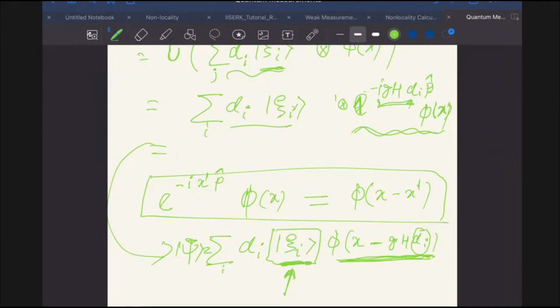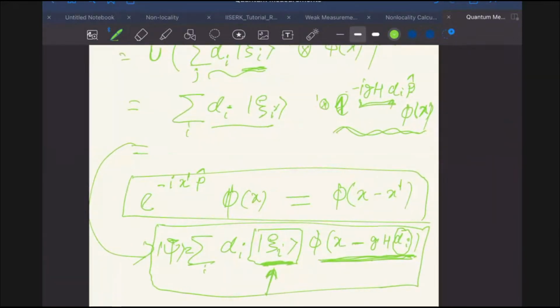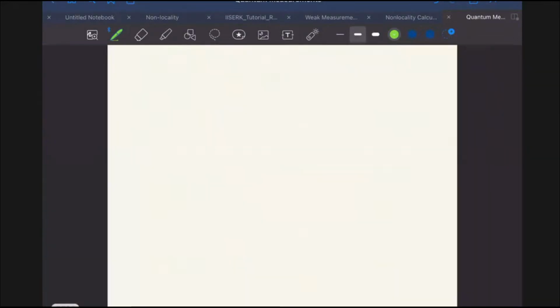Okay, then remember this thing. This is the joint state of the system. I will come back to this later. This boxed equation. So associated with each spin component, there is a position component wave function. So I'll come back to this later. Let us now describe the idea of a POVM.